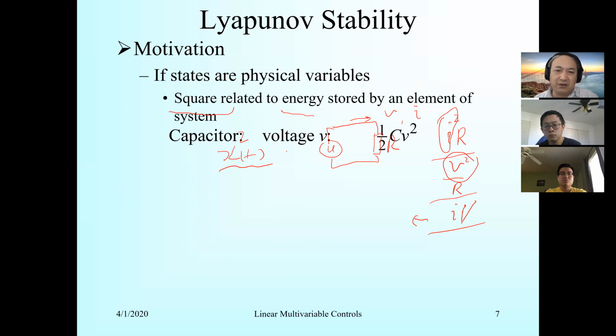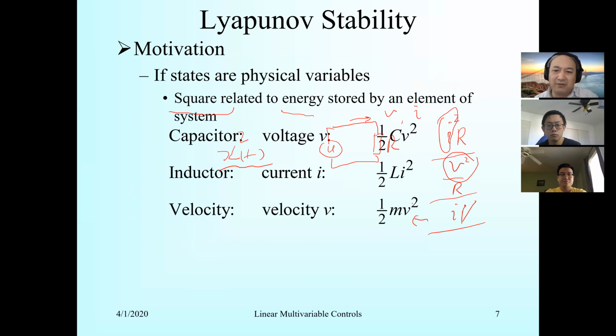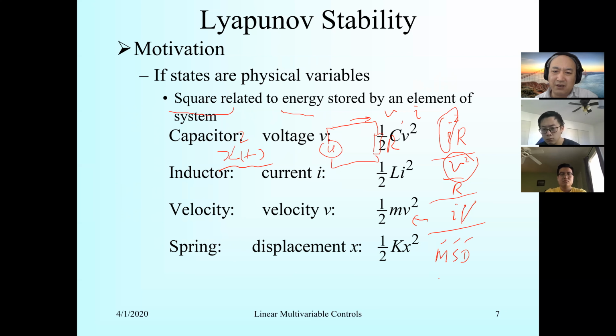So if you have a capacitor, the voltage is V, then C times V squared is the energy. Inductor is the same, and for a mass spring damper system the energy is mv squared. So the most commonly used dynamic system is called MSD, or mass spring damper, or we do LRC, like inductor, resistor, and capacitor. Then you can find out the energies linked to the signal squared.